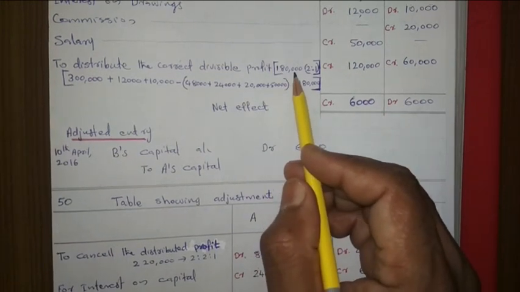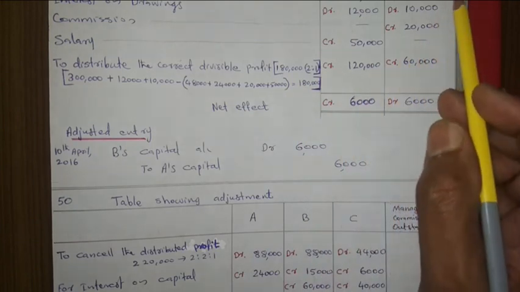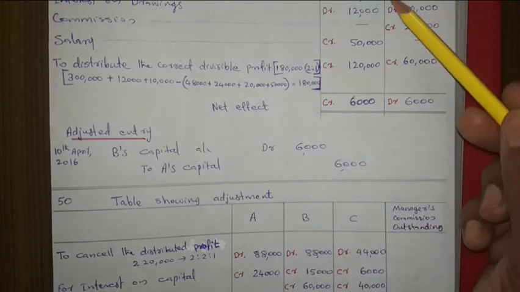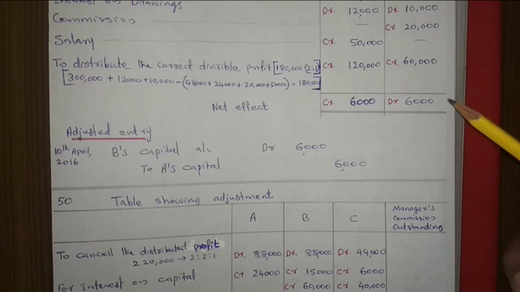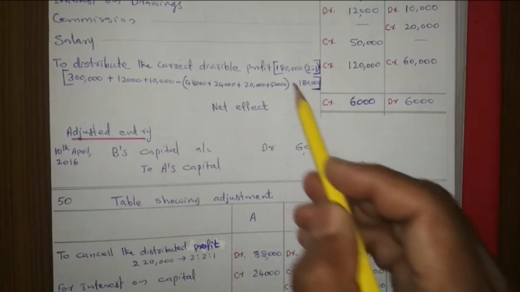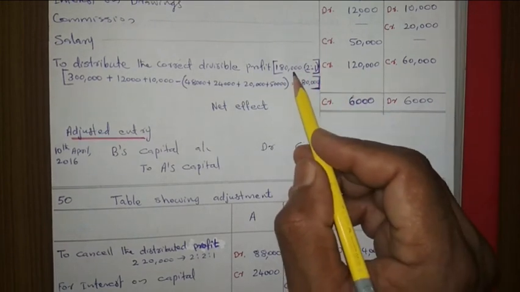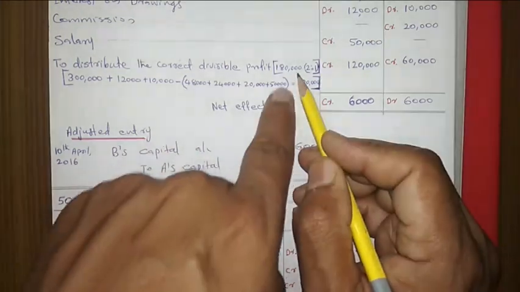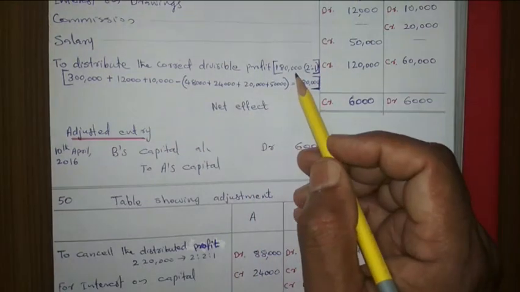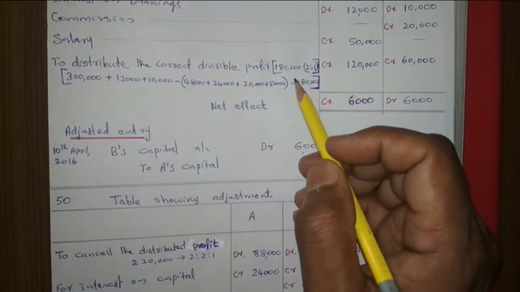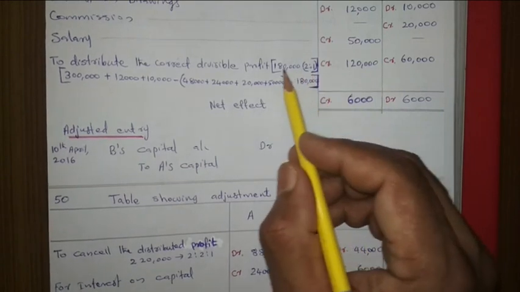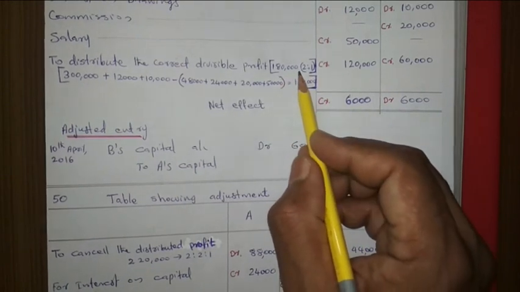Okay, this 1,80,000 is coming. Net profit plus interest on drawing, and we subtract interest on capital, salary and commission. That we do in the appropriation account. If you make the appropriation account, you will get 1,80,000 as the divisible profit. Now we have to distribute this 1,80,000. This is the divisible profit. We have to share it among the partners in the profit sharing ratio, so in 2:1 we are distributing this 1,80,000.